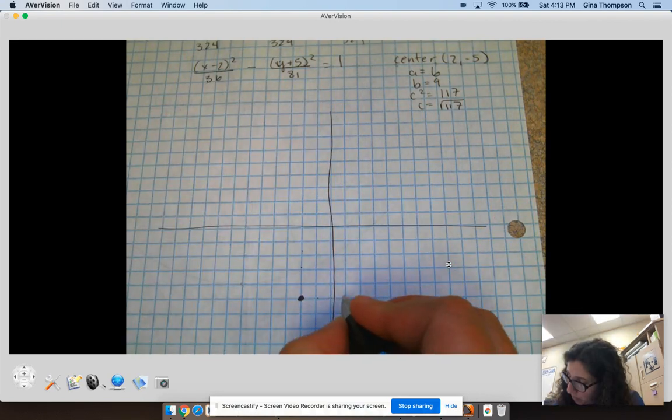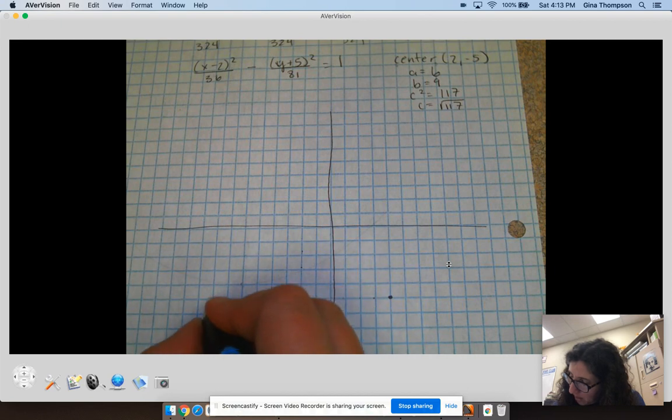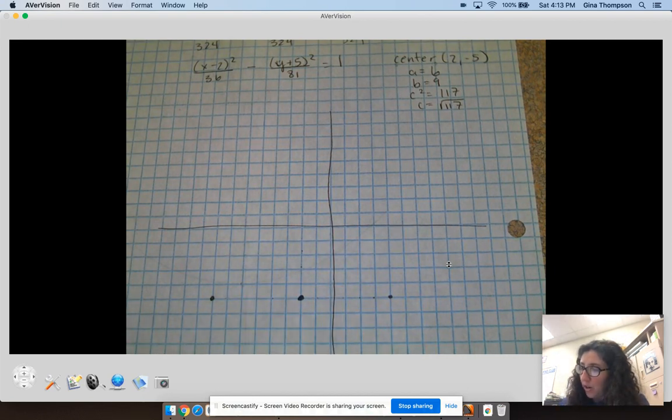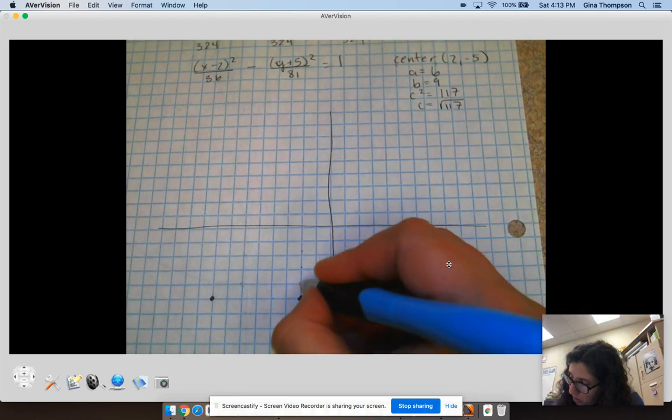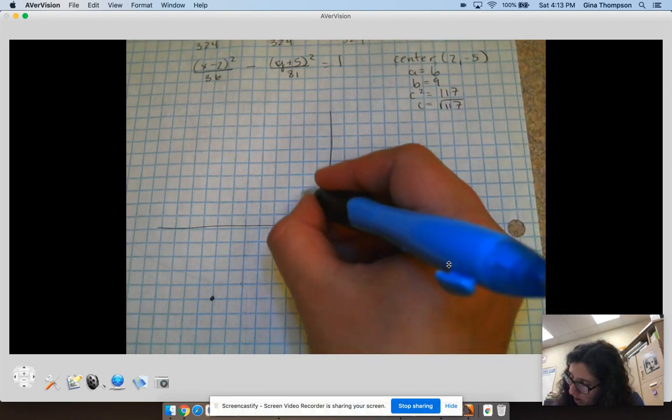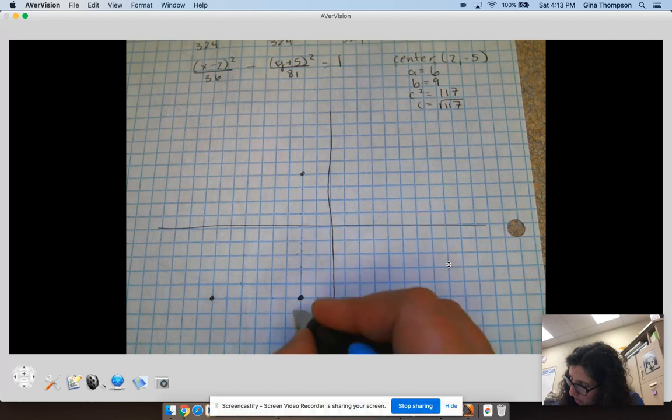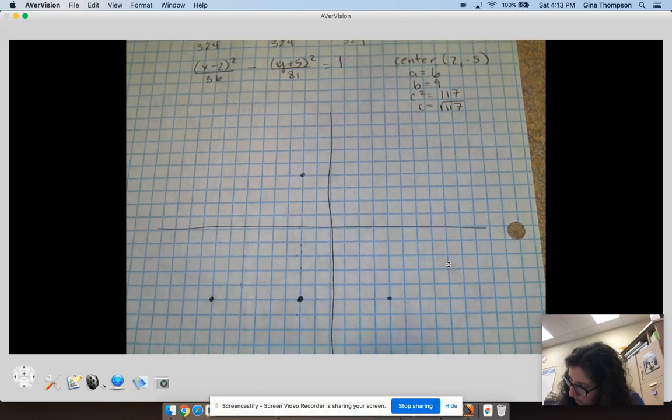1, 2, 3, 4, 5, 6. To find our co-vertices, we're going to go 9 units along the y-axis. 1, 2, 3, 4, 5, 6, 7, 8, 9, in both directions.